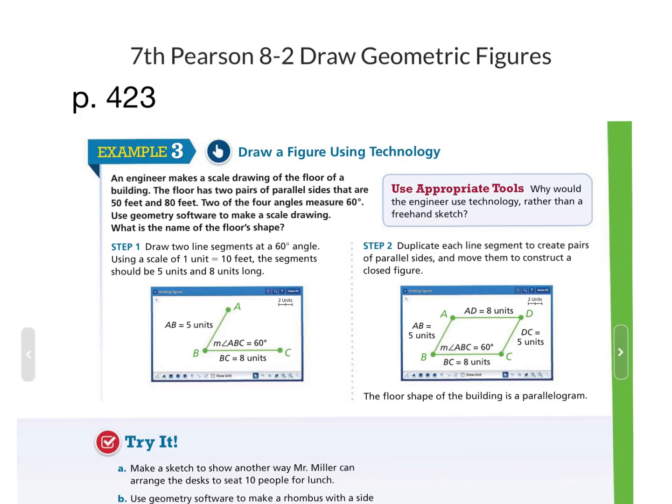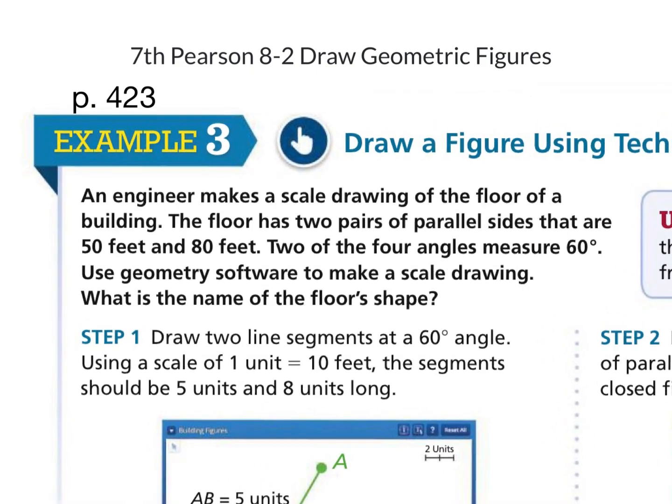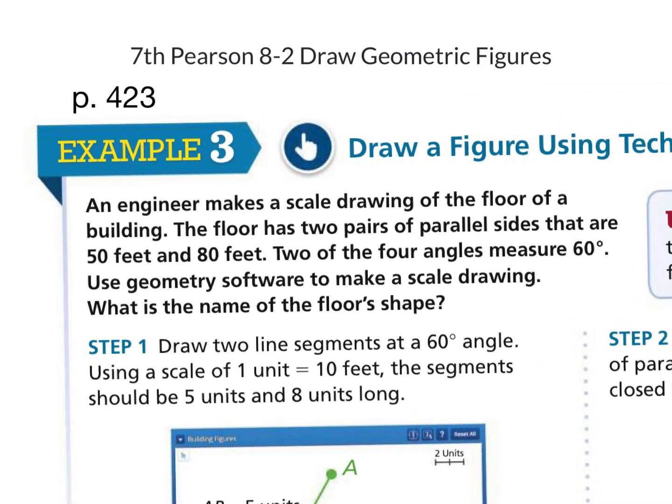Page 423, continuing lesson 8.2 on drawing geometric figures. If we look at example 3, an engineer makes a scale drawing of the floor of a building. The floor has two pairs of parallel sides that are 50 feet and 80 feet. Two of the four angles measure 60 degrees. Use geometry software to make this scale drawing. What is the name of the floor shape?